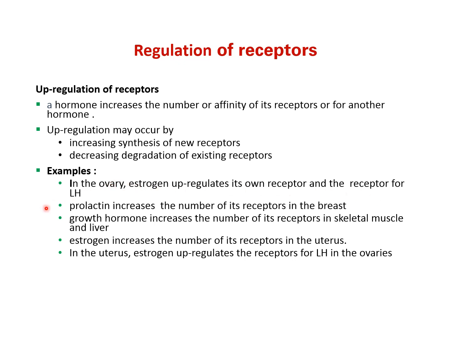Prolactin upregulates its own receptors in the breast during lactation, probably. Growth hormone increases the number of receptors in skeletal muscles and liver. Estrogen increases the number in the uterus as well. Estrogen upregulates the receptors for LH in the ovary. I just mentioned this, I'm just repeating it apparently.